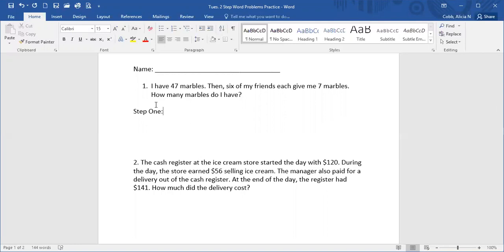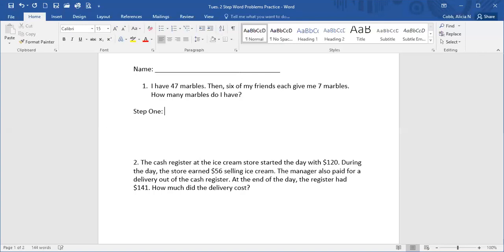So I notice that I have 6 friends and they each give me 7 marbles. So 6 groups of 7. That makes me think about which operation. Would it be addition, subtraction, multiplication, or division? I will give you some think time. If you said multiplication, you are correct.